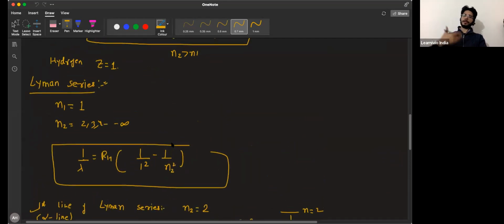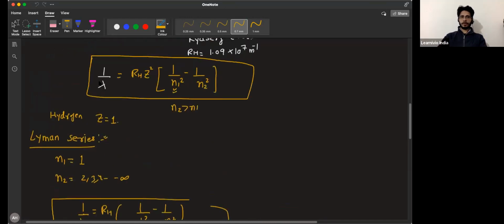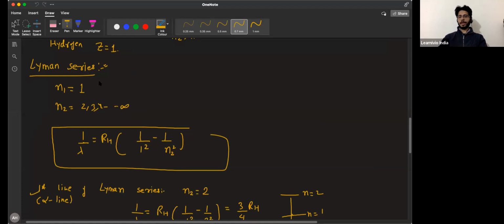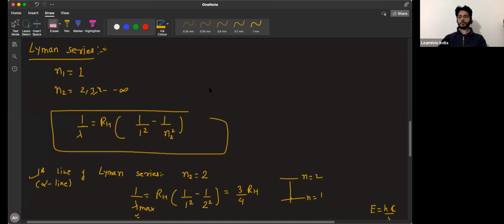Similarly, we can define other types of series also: Balmer, Paschen, Brackett. But first of all, just note this Lyman series, then we'll do the Balmer series. Sir, what is this first line, second line? First line, second line means, see, just give me a second. I'm drawing a diagram here. I will show you what this first, second, third line is. Just note it down, then I'll show you this diagram.